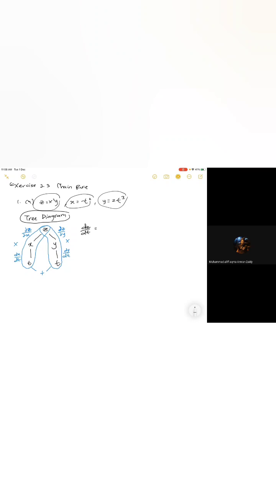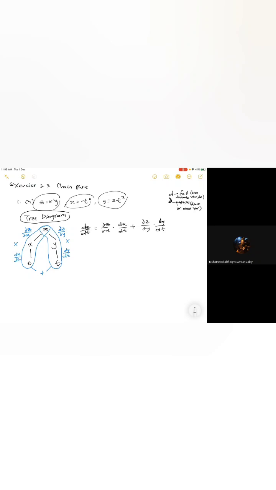So means to find dz dt, you have to find del z del x, darabkan tadi, times with dx dt, plus another branch, del z del y times with dy dt. Now you may ask what's the difference between d and del. D is when you have full derivative, means only one variable. For del, however, it's only partial. Ni yang kita guna partial ni. Partial derivative, because you have two or more variables.